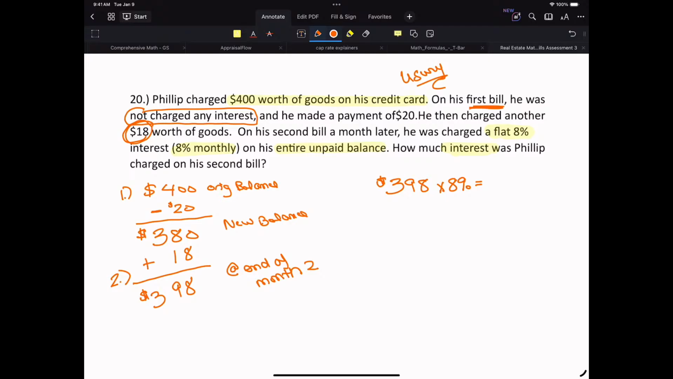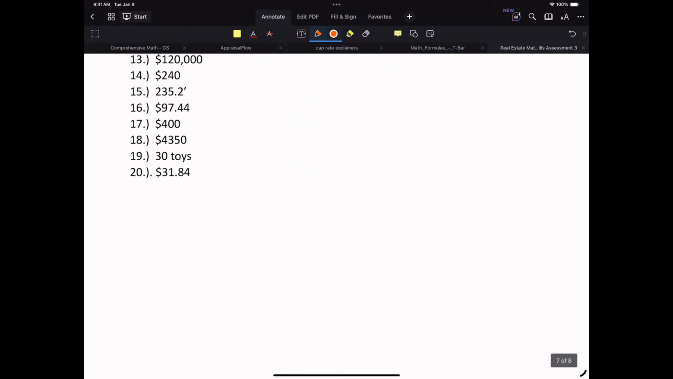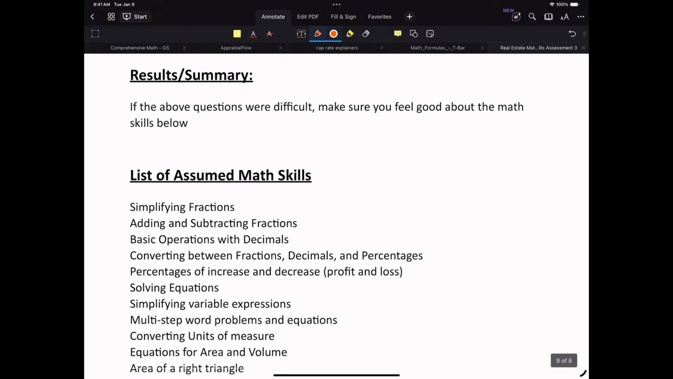$398 times 8% is going to be 31.84. How much interest did he pay on his next bill? $31.84. And that, boys and girls, are your basic math skills. Oh, look, those are the answers.